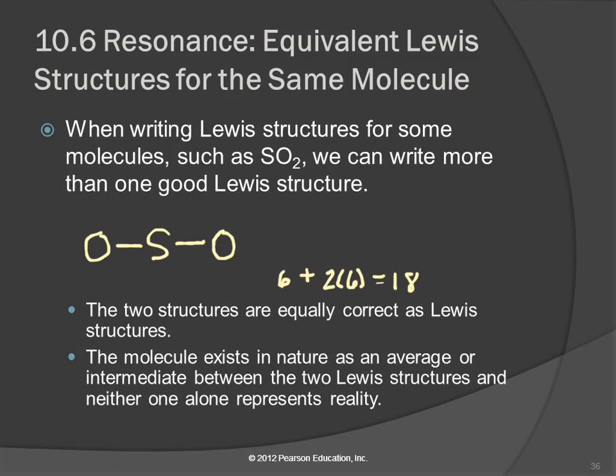And then let's work on lone pairs. So we've got 4, 6, 8, 10, 12, 14, 16, 18. So we've used up all of our electrons. Is everybody happy? No, one of the oxygens is not happy. Oxygen only has 6 valence electrons, and it needs 8 to have an octet. So this isn't good enough. We ran out of electrons.